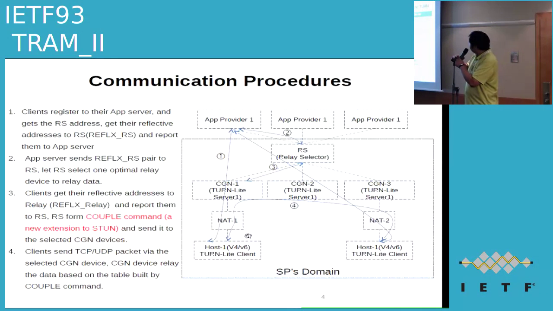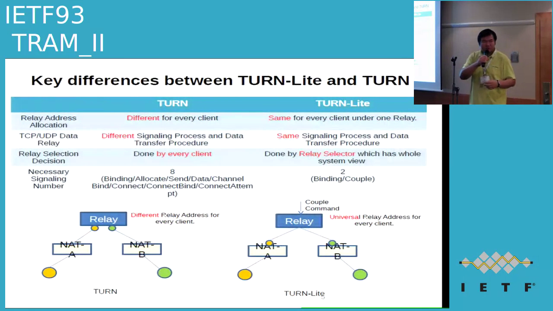Could you do the next slide? Okay, this is a brief comparison between TURN and TURNET. As you can see, for the relay address allocation, TURNET doesn't need different addresses for the client. It just needs one relay address. And for the data relay, the signaling is much easier, because in the TURN solution it needs 8 steps for the interaction, while in TURNET it only needs 2 steps, regarding the couple operation.